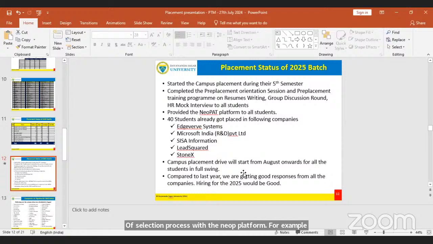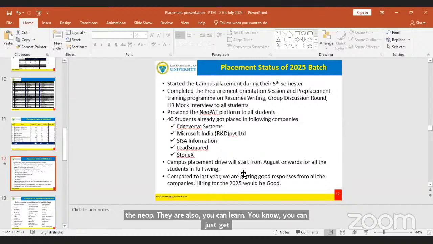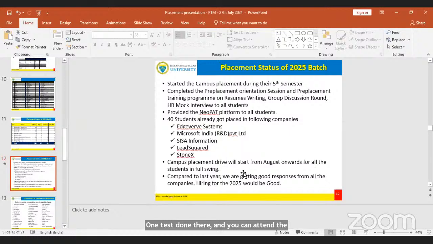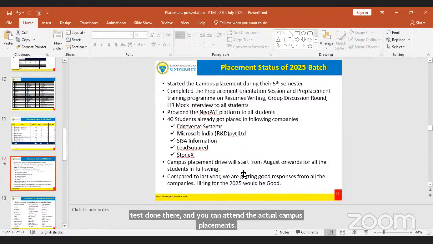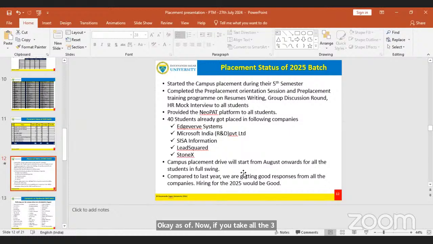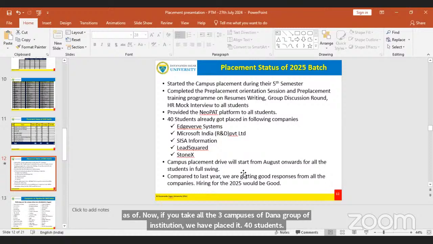Okay, any technical learning is also possible. And we are also giving mock tests in Neopad. There also you can learn, you can get one test done there and then attend the actual campus placements. Okay, as of now, if you take all the 3 campuses of Dayanand Sagar Group of Institutions, we have placed 40 students and the following companies' campus drives are completed.